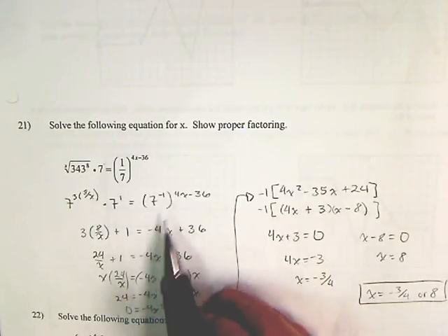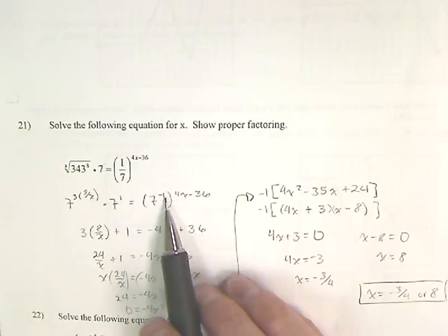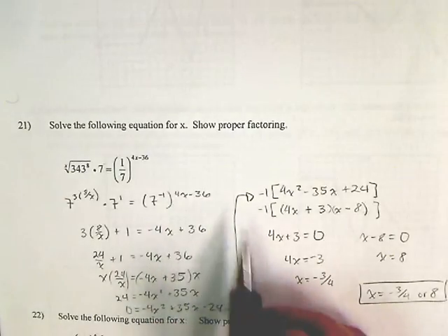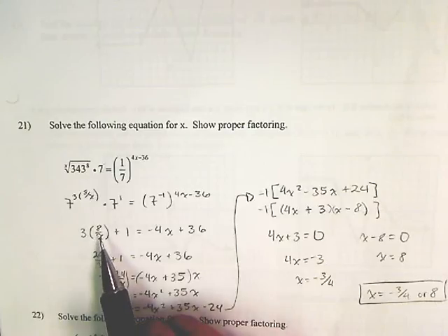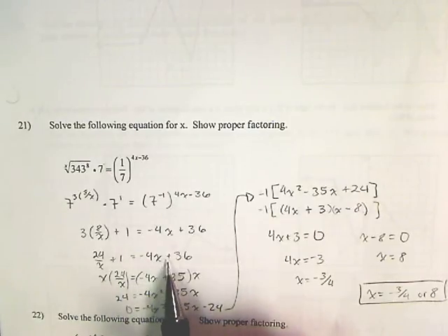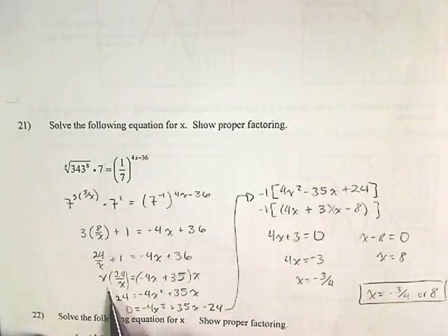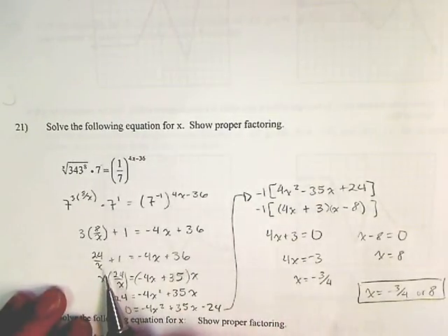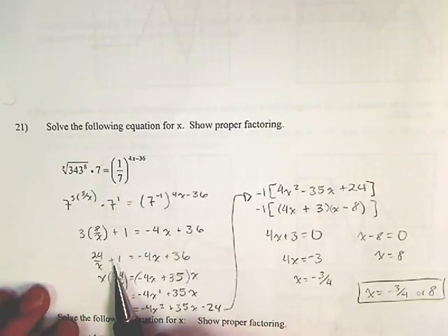How I got this answer was by distributing this negative 1 to these two terms. 3 multiplied by 8 over x is 24 over x plus 1 still equals negative 4x plus 36. And to get rid of, well, first I subtracted 1 from both sides to get the 35, and then I multiplied both sides by x to get this x out of the denominator. So then you ended up with 24 equals negative 4x squared plus 35x.